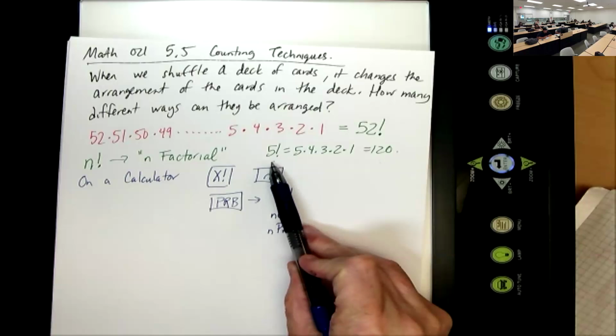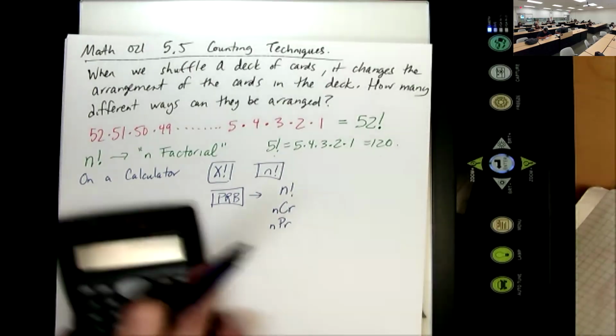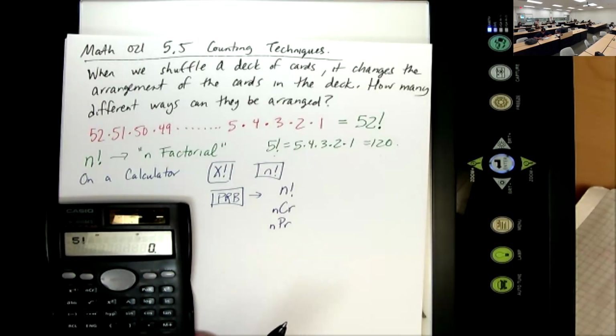Usually you hit the factorial after the number. Like when I do it, if I hit 5 and then shift factorial, I actually choose 5 exclamation point. You should get 120. And then once you've done that, do 52 factorial.